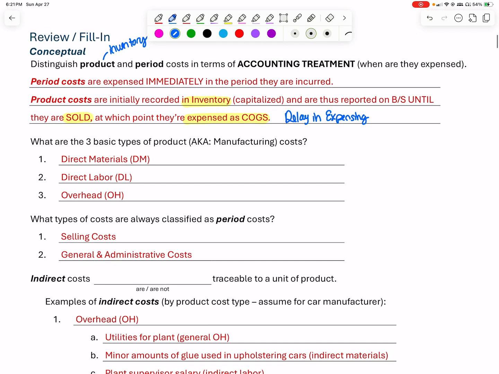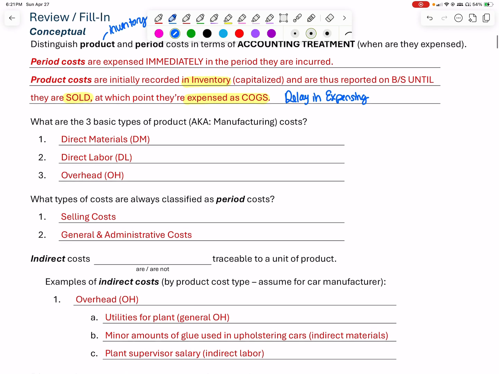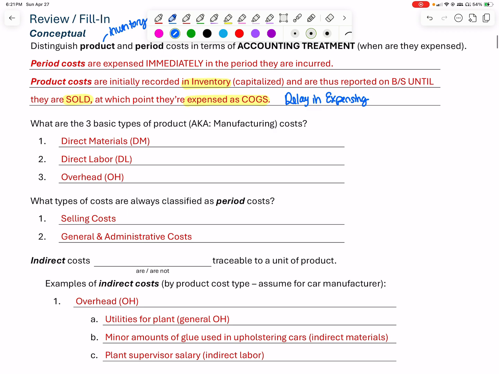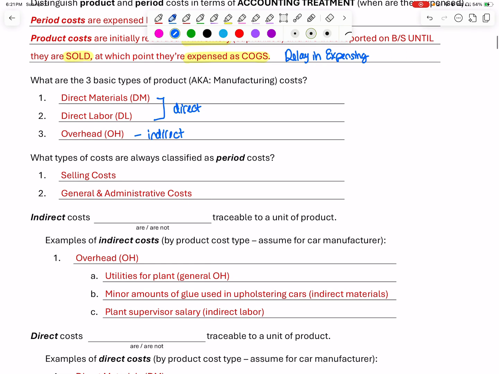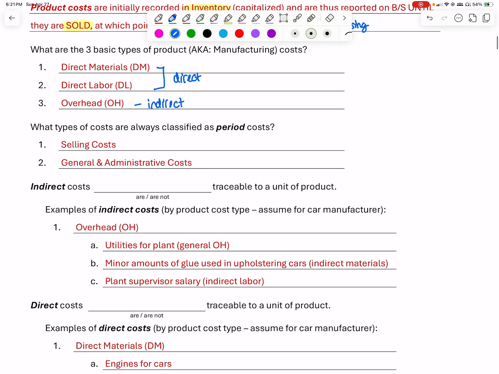There are three basic types of product or production or manufacturing costs: direct materials, direct labor, and overhead. All three of those are product costs. Only two of them are direct. Overhead is indirect, but it is still a product cost. I can trace those direct materials and direct labor costs back to the units that it helped create. The indirect costs generally benefit production overall, and it's harder to trace them back. I can't trace them back as clearly as I can direct materials and direct labor.